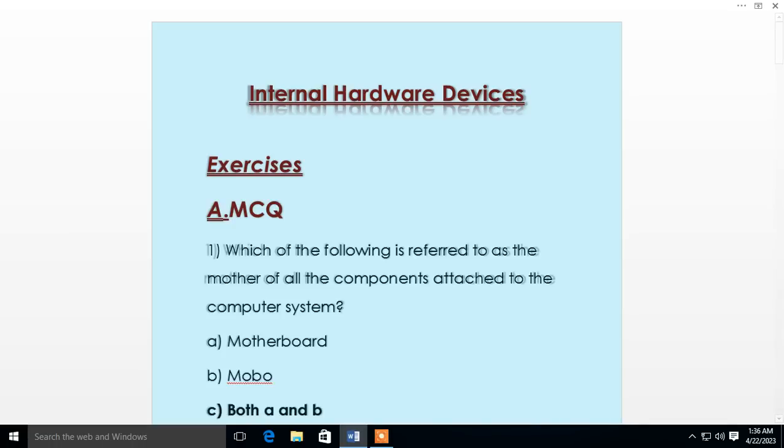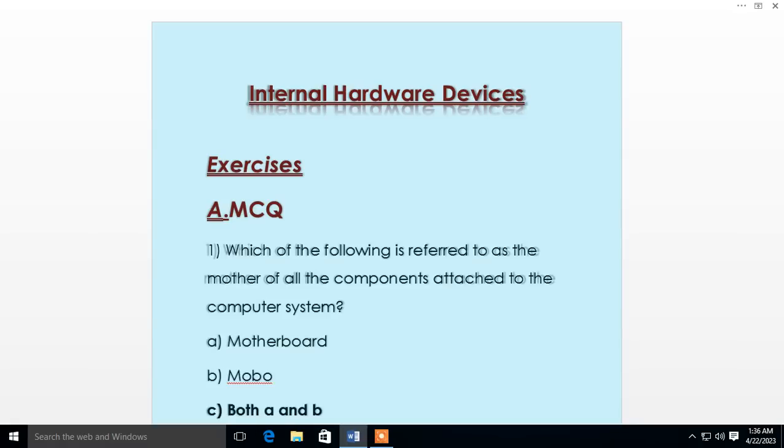Yes, with the new year's start, we will be doing the internal hardware devices today. You have already known about the internal hardware devices, but what type of questions may come, that is very important, and how you should prepare for your simple unit test is being told over here. Now let us start with how the exercises can come.